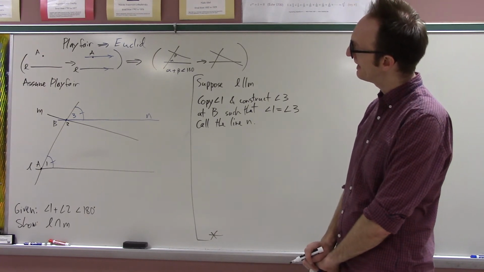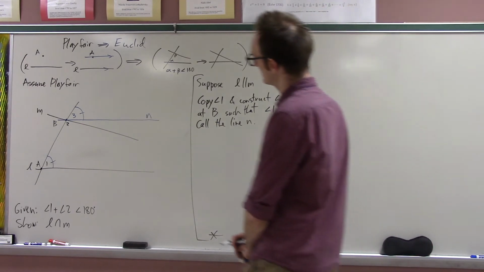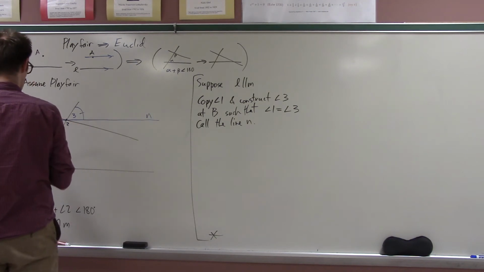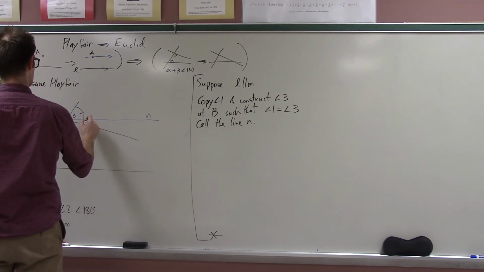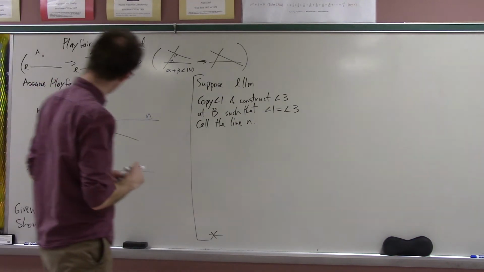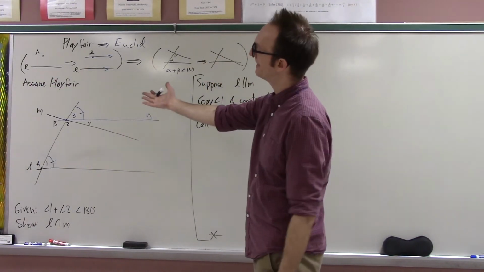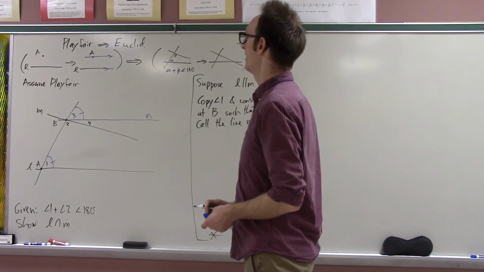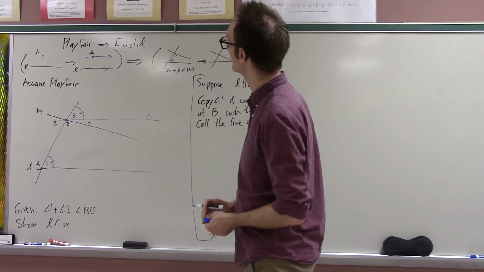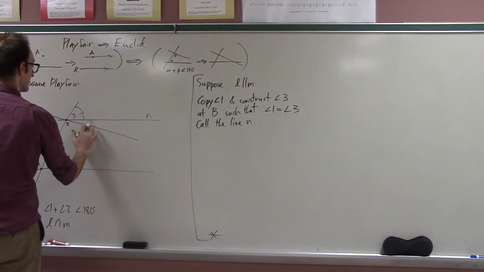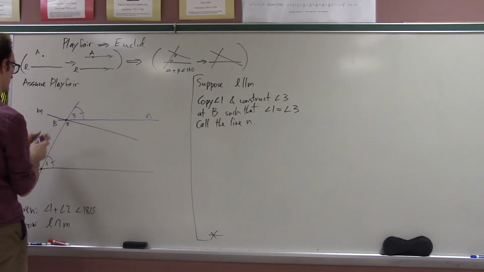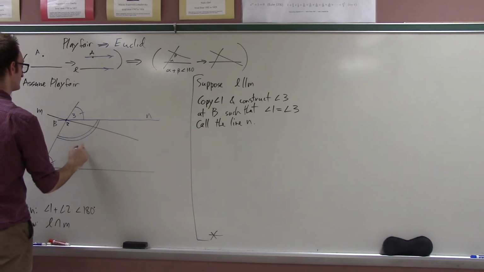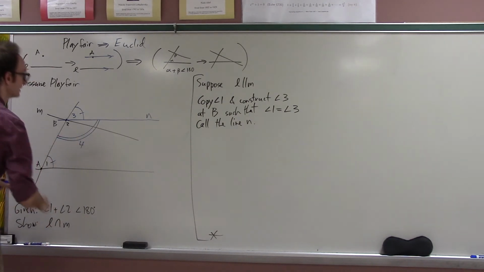Well, there is this little angle here. Let's call it 4, this little angle. Our eyes don't deceive us here, right? Oh, I didn't call that 4. I called this whole thing 4. Okay, let me call this whole thing 4, and let me call this little angle here 5.